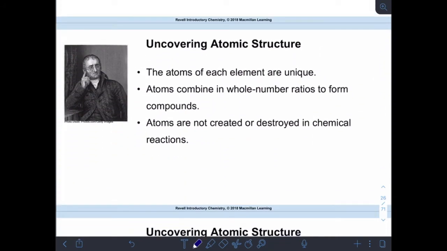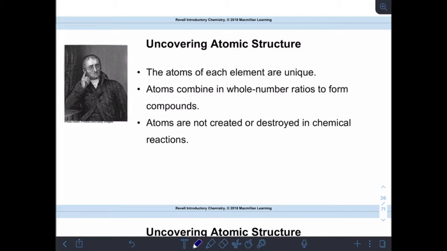All right, so uncovering atomic structure. We talked earlier in the previous video about Dalton and his atomic theory. And at the time, they just knew about atoms. They knew that matter was made up of a small, indivisible unit of matter. But they didn't have any concept of the idea that the atom itself was made up of smaller parts.